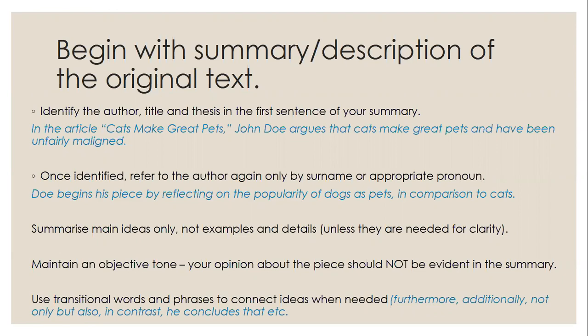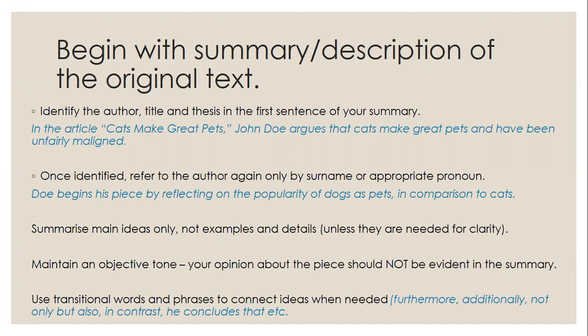But once I identify that the name of the author is John Doe, then I don't have to keep saying John Doe, John Doe, John Doe. I can just say, Doe begins his piece by reflecting on the popularity of dogs as pets in comparison to cats. He then goes on to blah, blah, blah. Furthermore, he yada, yada, yada.